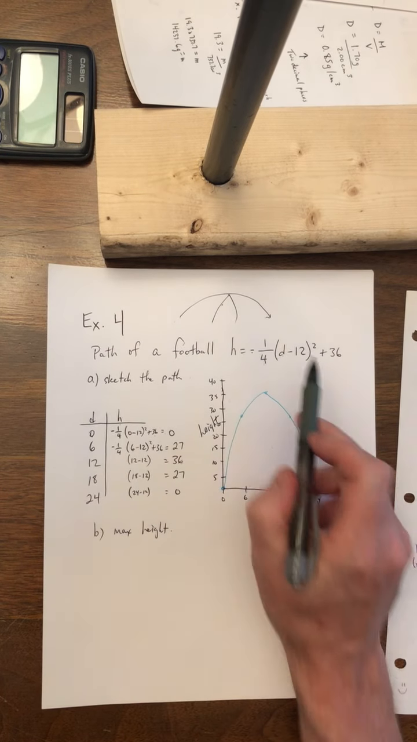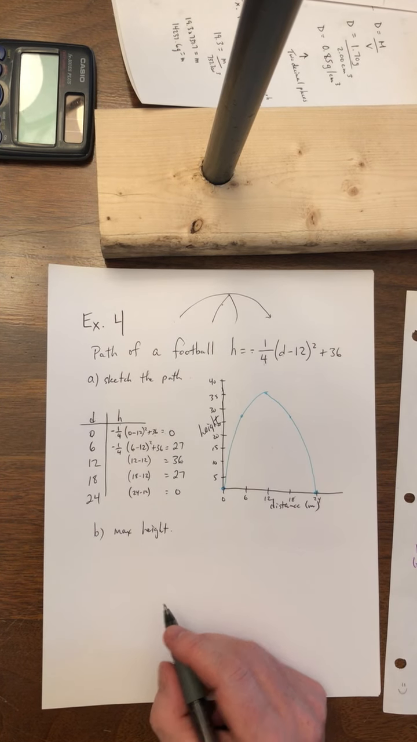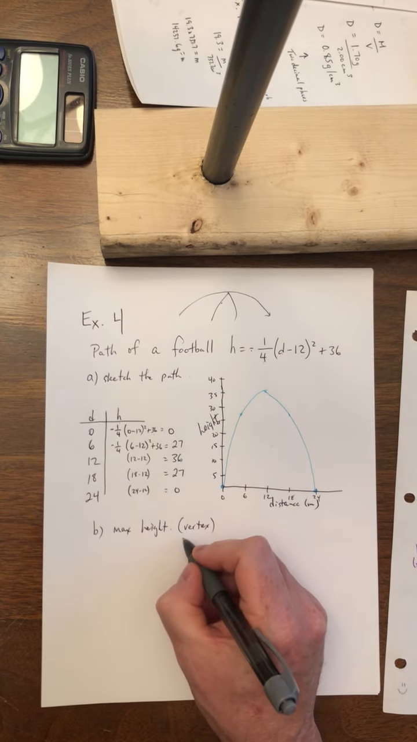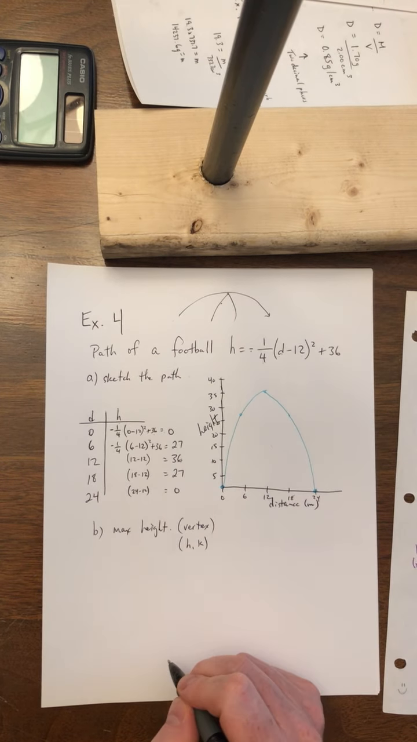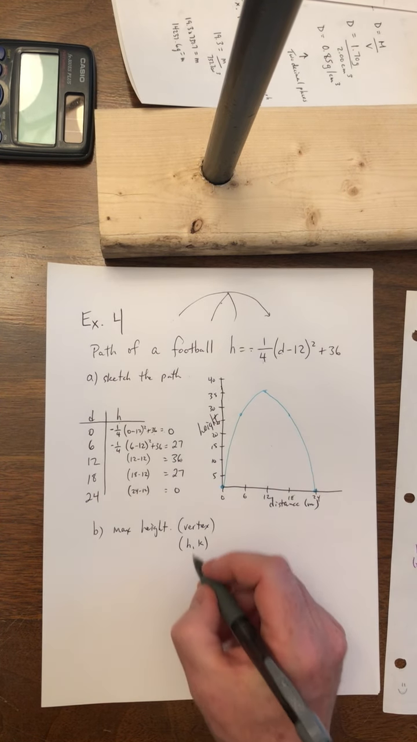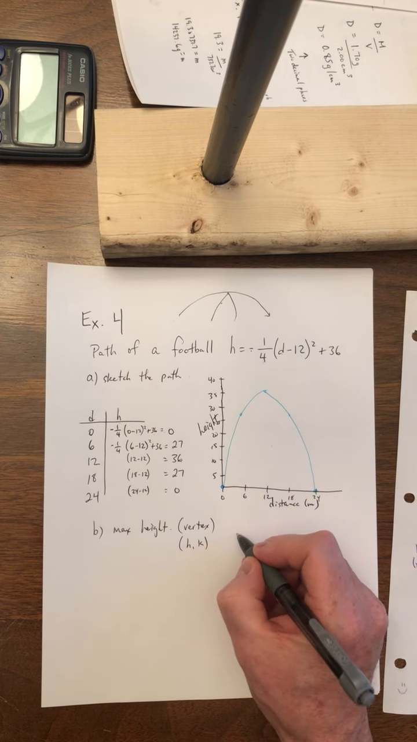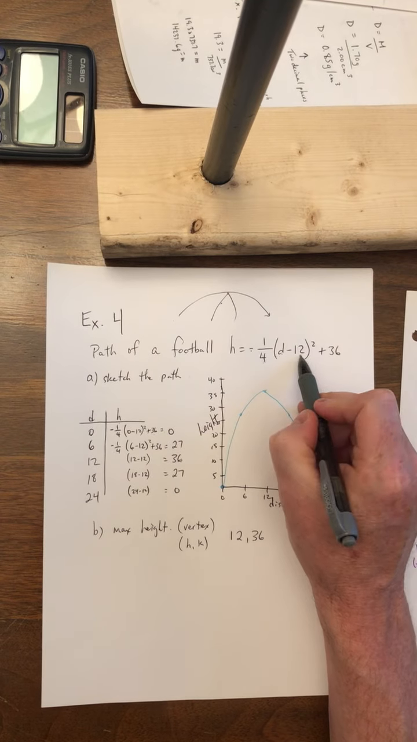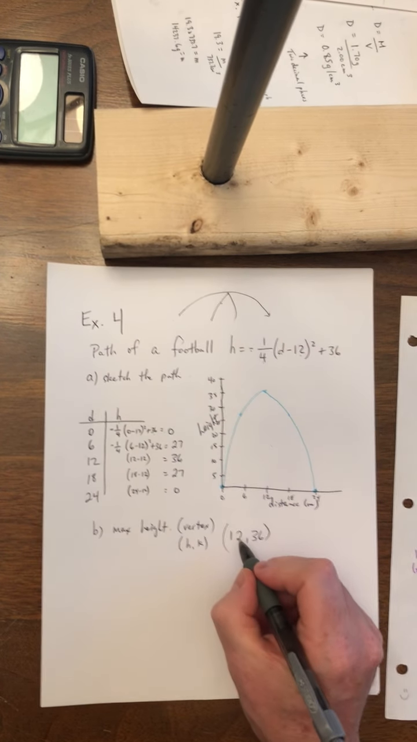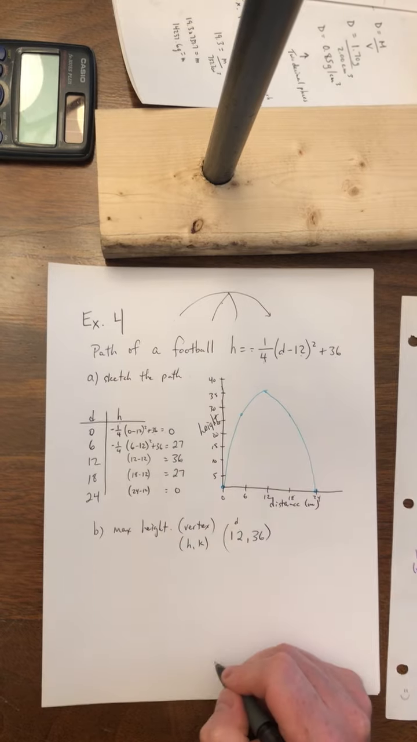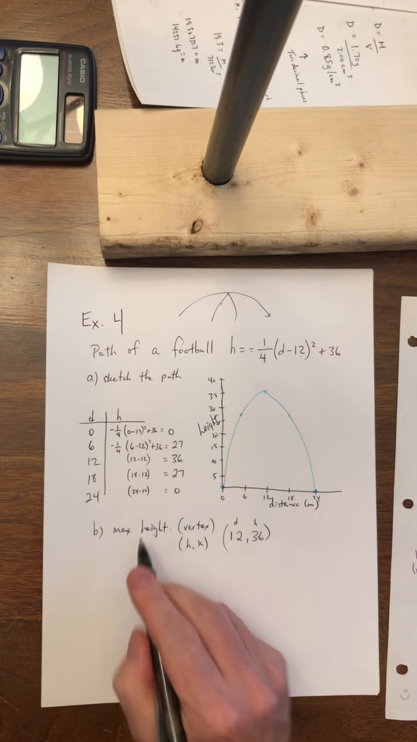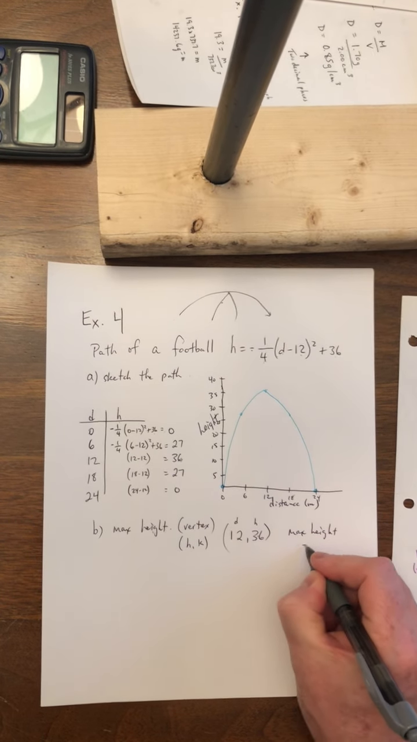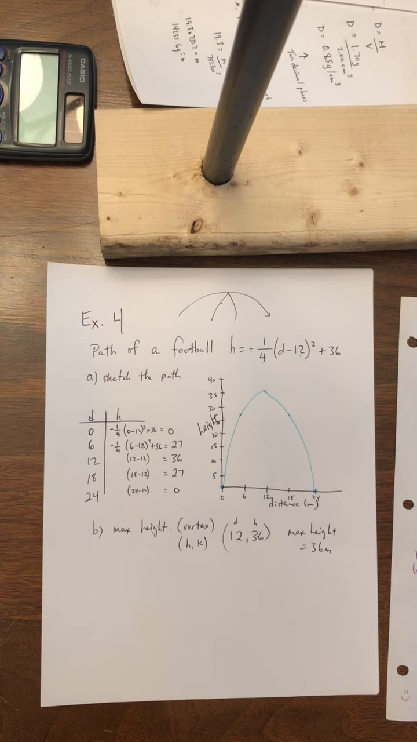Let's look at our equation that we're given. We know that the maximum height is also the vertex in this case, and we know the vertex is at (h, k). So in this case, our maximum, our vertex, is going to be at (12, 36). And we know the first letter here is our distance, our x. This is our height. It's asking for maximum height. So maximum height equals 36 meters.